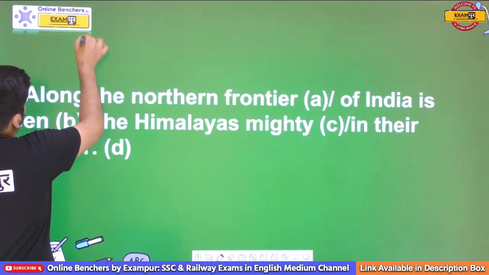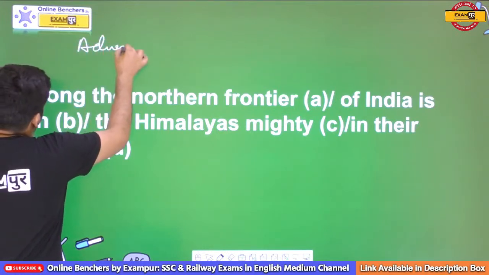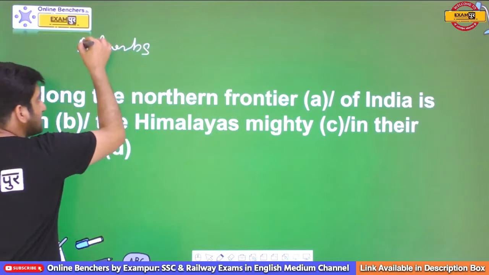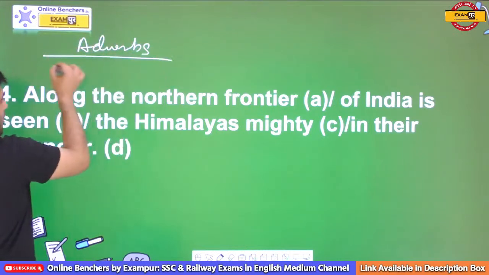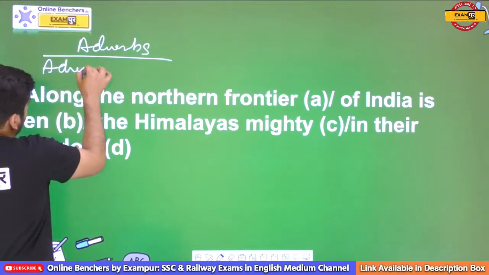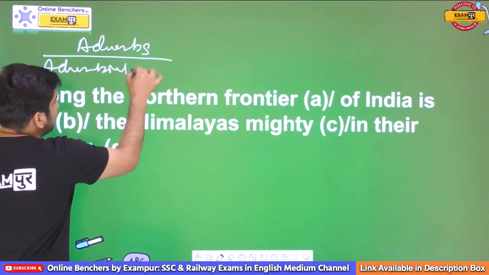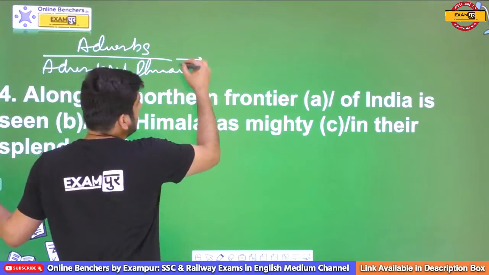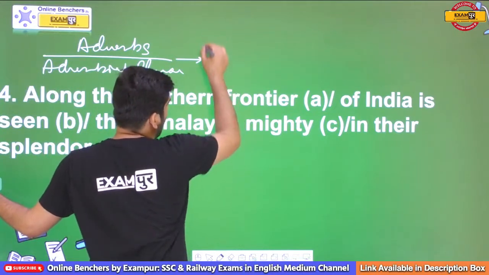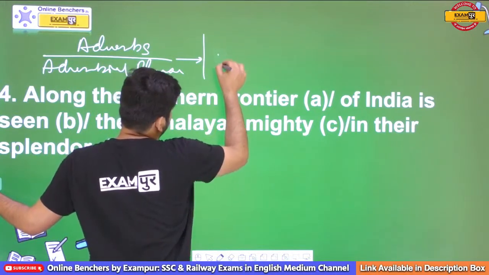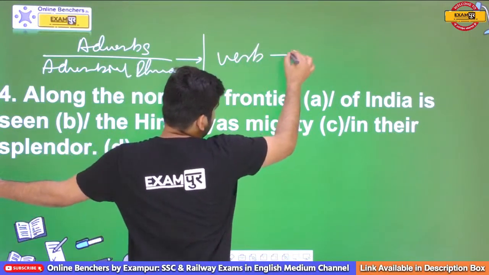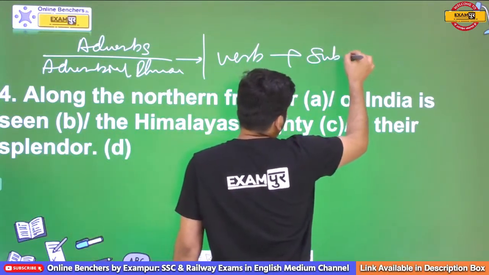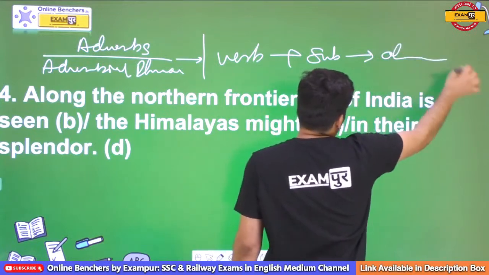When we have adverbs, or you may say adverbial phrase, then the structure of the sentence follows: first of all verb, then subject, then other words.